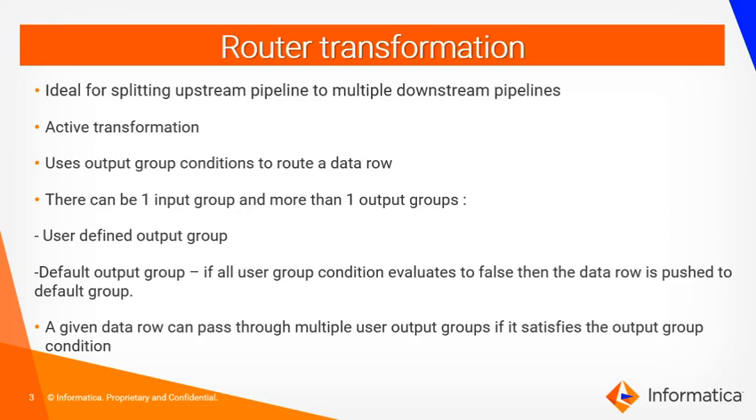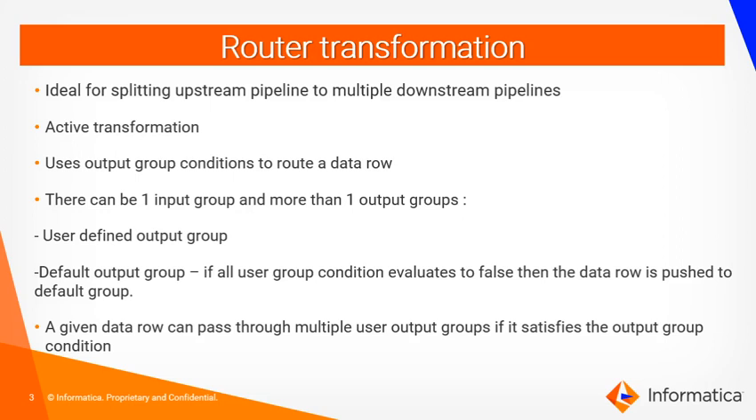Router transformation is ideally used for splitting an upstream pipeline into multiple downstream pipelines. It is an active transformation that uses output group conditions to route a data row. What this means is that in a router transformation, Data Integration uses a filter condition to evaluate each row of incoming data. You can use router transformation to apply a condition to the incoming data.